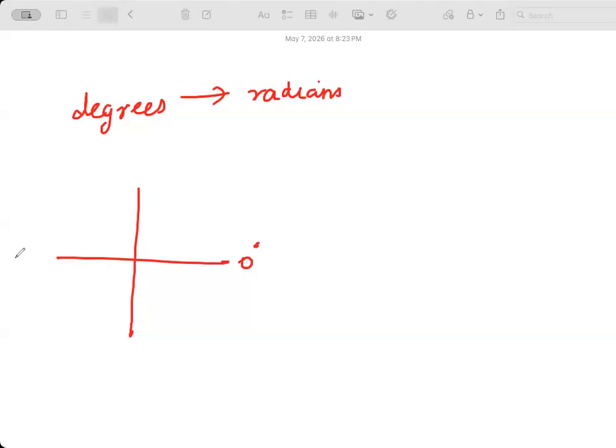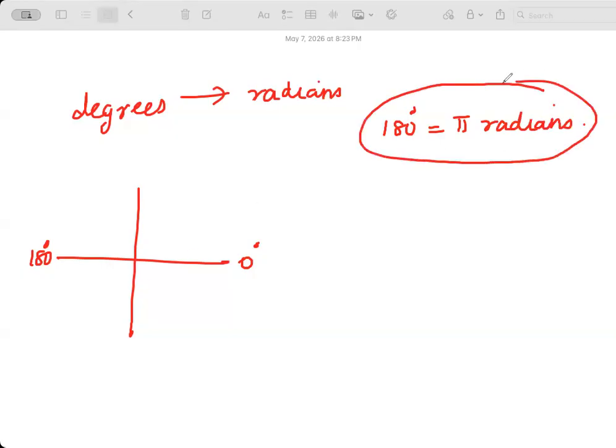So now, 0 degrees, this is 180 degrees. The one main pointer that you need to remember is 180 degrees is pi radians. Please remember, 180 degrees is pi. This is the only thing you need to remember. You don't need to get confused, you don't need to convert, you don't need to memorize anything else. But 180 degrees is pi radians. If you could remember that, then everything becomes easy.